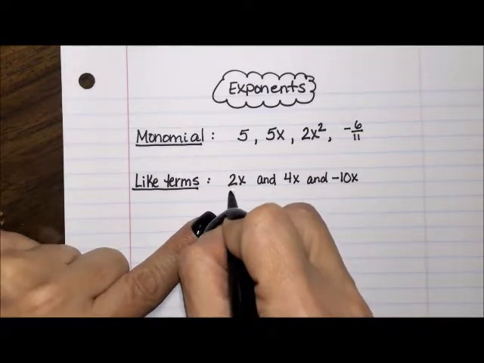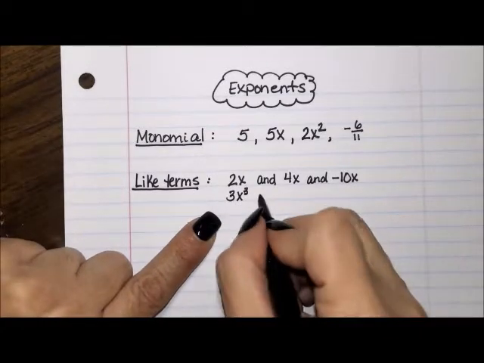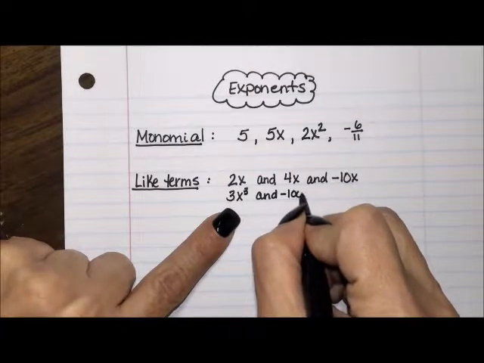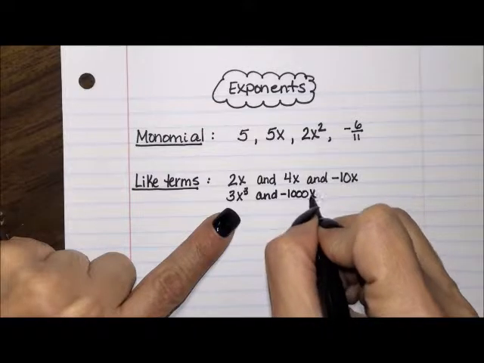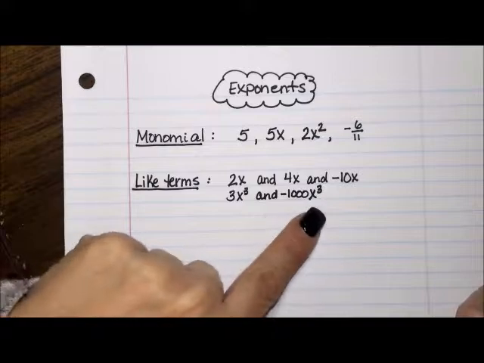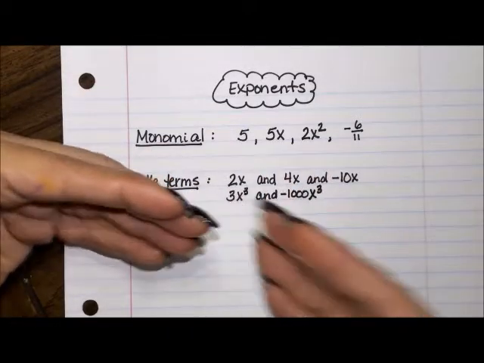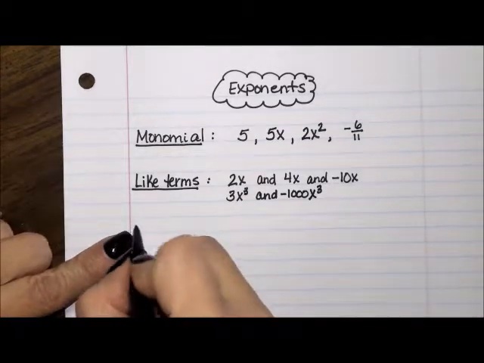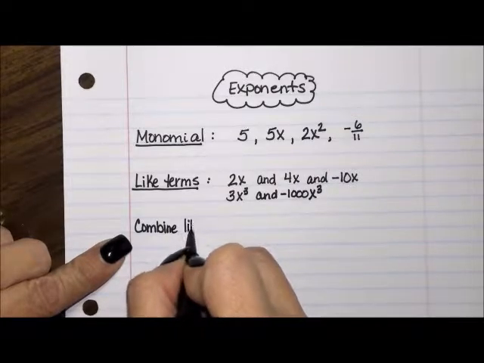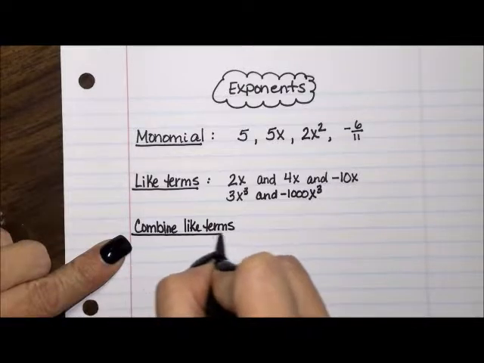Another family might be the x to the 3rd power, or cubed. If I want to be in this family, I can be whatever I want in the front, the coefficient, as long as I have an x to the 3rd power on the end. This is the x cubed family. Like terms, I can combine them because they're family members. So here we go, combine like terms.